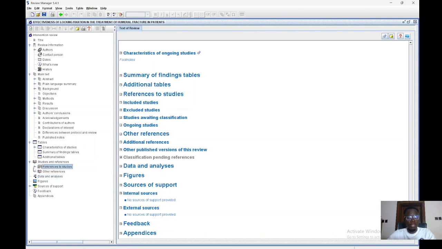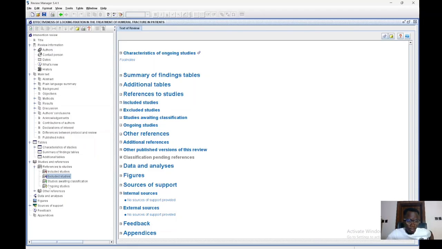So if I click on this key, it's going to give me studies to enter. I can enter included studies, I can enter excluded studies, I can enter studies that are waiting classification, I can enter ongoing studies. So depending on my choice, okay?